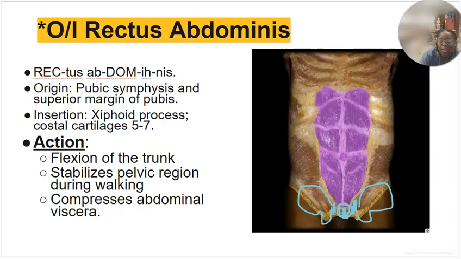And the insertion is going to be the xiphoid process. So now take a moment. Where is the xiphoid process? What is that?